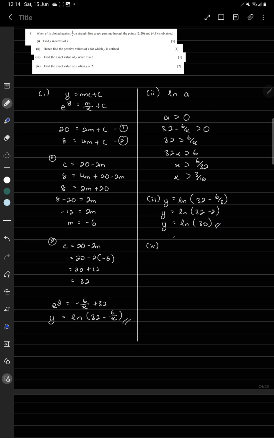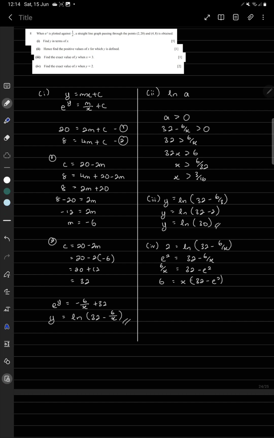You want to find the exact value of x for when y equals 2. Now we're going to substitute y equals 2. We have 2 equals ln(32 minus 6 over x). So now what we want to do is make x the subject. I'm going to bring ln to the other side. We're going to have e squared equals 32 minus 6 over x. Then I'm going to swap the 6 over x with the e squared. 6 over x is going to be on the left side, and e squared is going to be on the right side. Now I'm going to cross multiply. We have 6 equals x times (32 minus e squared).